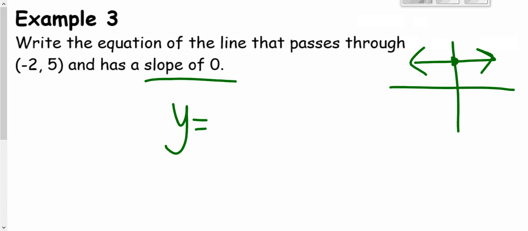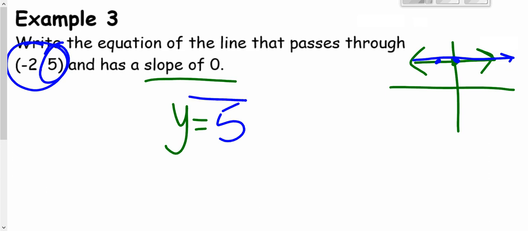But how do we know what y will equal? Well, let's look at that point. Okay, what is the y-coordinate of that point? It's the 5. So it's kind of like saying we know this horizontal line is going to pass through the point -2, 5. So then if it crosses there, it's going directly across what is going to be the y-intercept. It's still going to be 5.